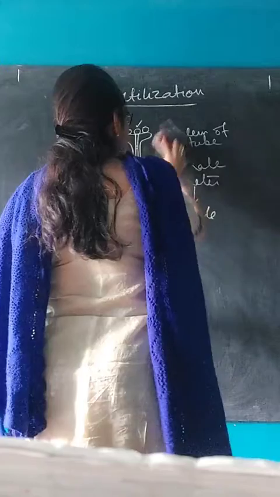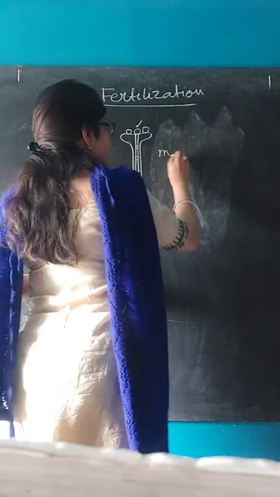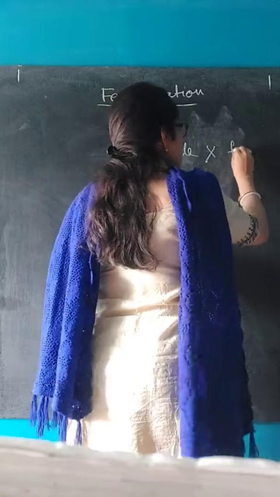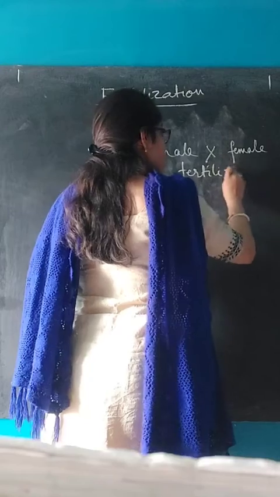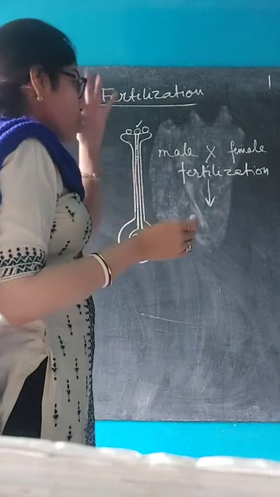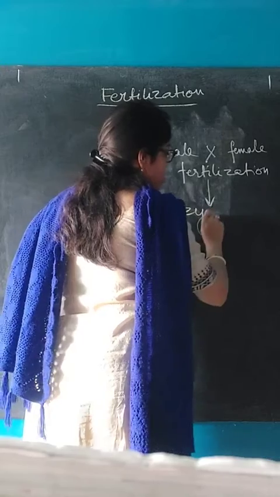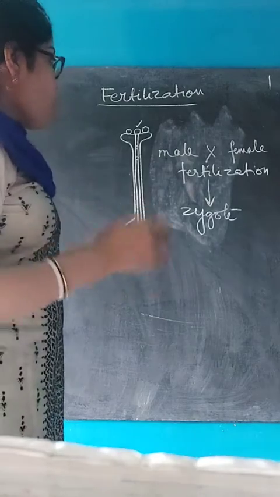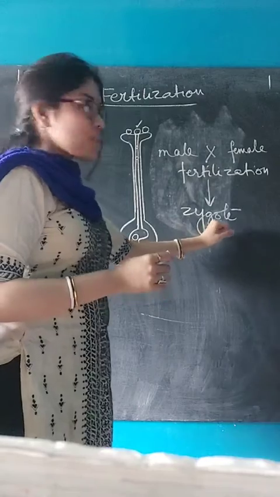So now what happens is the male gamete fuses with the female gamete. This process is known as fertilization. Okay, and the cell that has been produced after the fusion of the male gamete and the female gamete is known as the zygote. This is a single celled structure which is the resultant product of the fusion or the fertilization of male and female gamete, and it forms the zygote.